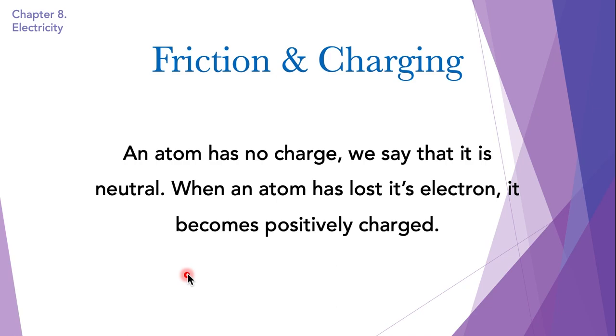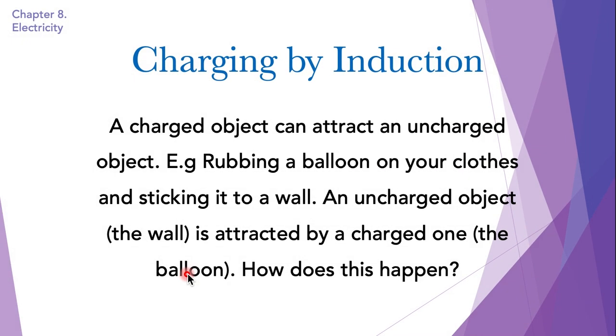Now we're going to look at charging by induction. A charged object can attract an uncharged object. For example, rubbing a balloon on your clothes and sticking it to a wall. The wall is an uncharged object which is attracted by a charged one, which is the balloon. Now, how does this happen? We are not rubbing the balloon with the wall, in which case friction would cause the charges to build up. But in this case, the balloon is rubbed by our clothes, and when we bring it near the wall, the wall gets attracted to the balloon. So this is basically charging by induction.